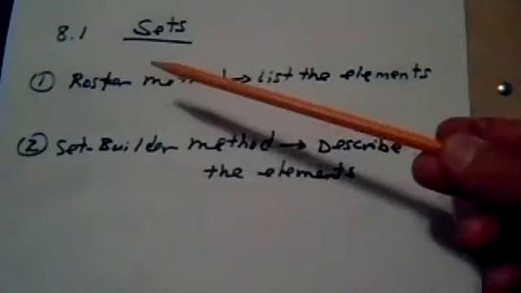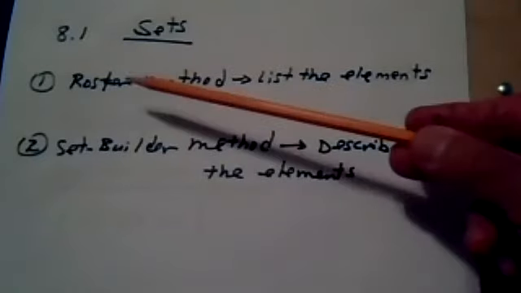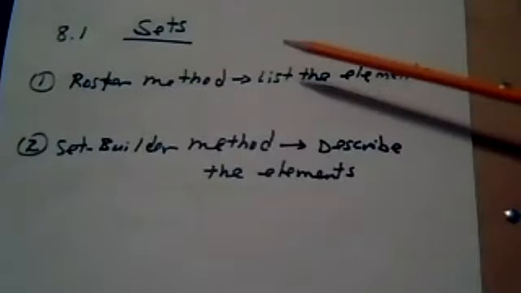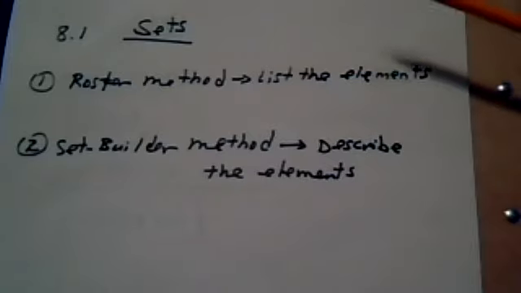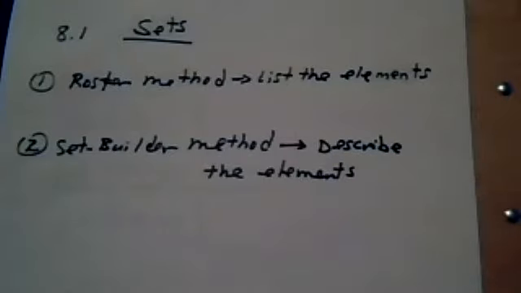We have 2 ways of identifying a set. You can use the roster method, in which case you list the elements, just like in the previous problem. But the most popular one is the set builder method, where you describe the elements instead of listing them.